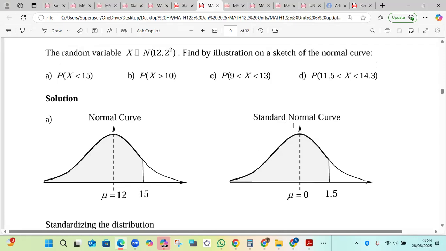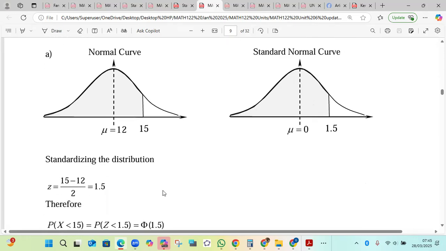Now for your standard normal curve, you can draw another curve, and below 12, you can put 0. Right beneath 12, you can put population mean is equal to 0. And then you standardize. We all know the standardization formula: Z is equal to X minus mu over sigma. Sigma is the standard deviation.